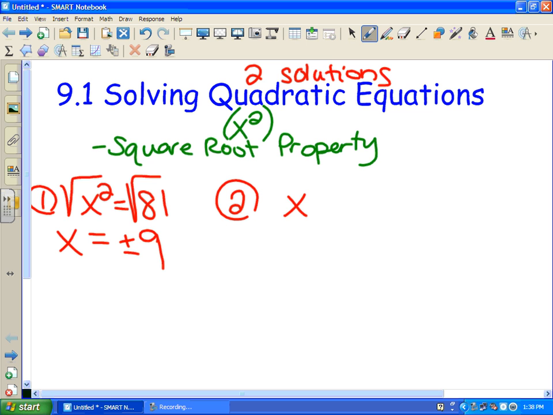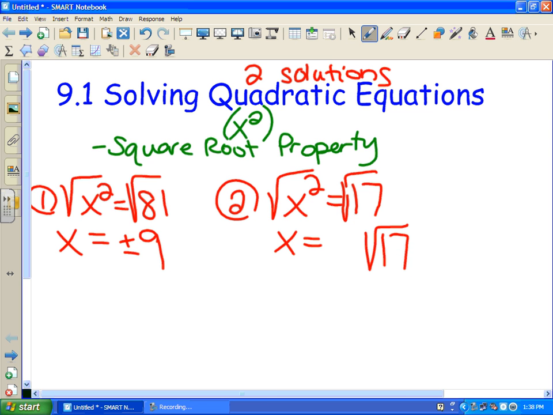Okay, number 2. X squared equals 17. It's extremely similar to this. So what do I do? Square root of both sides. So I get x equals, what's the square root of 17? Square root of 17. Is that it? No, plus or minus.